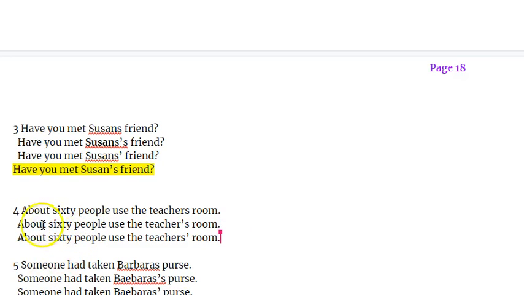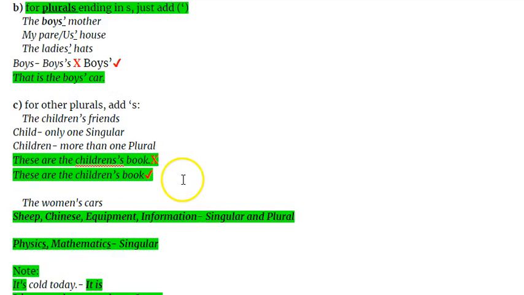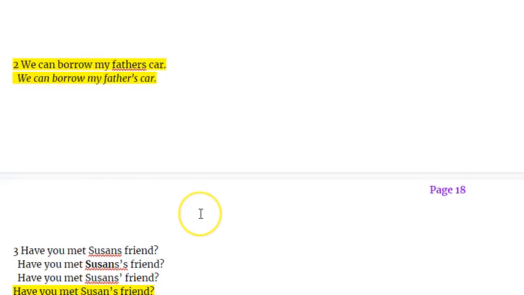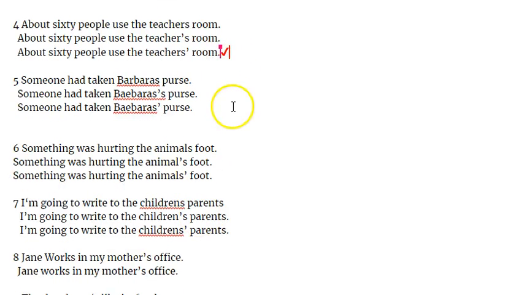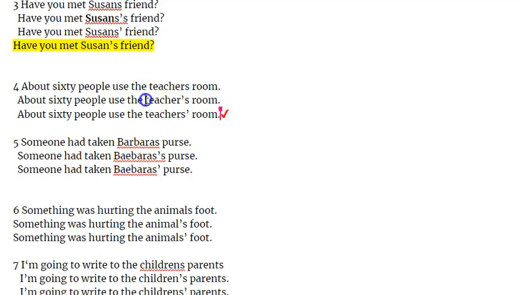About 60 people use the teacher's room. Okay, so the last one is correct. Why not this one, even though the usage of the possessive is accurate? Because about 60 people use not only one teacher's room. Okay, yeah.